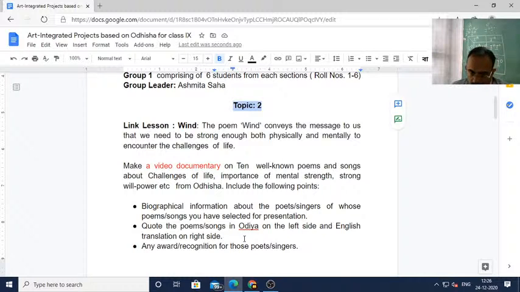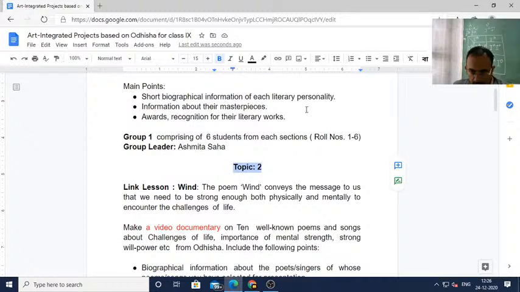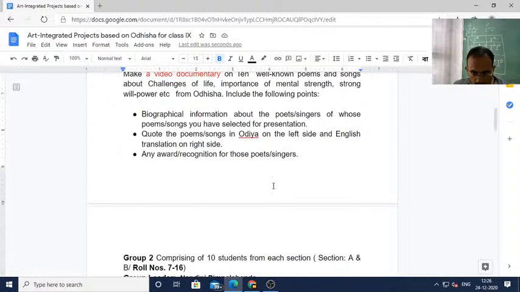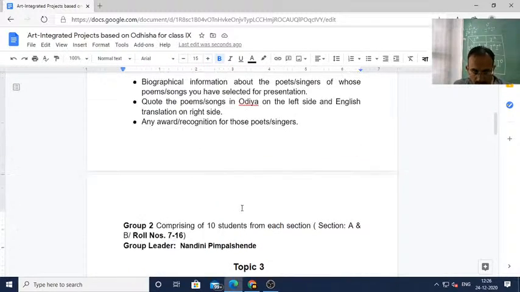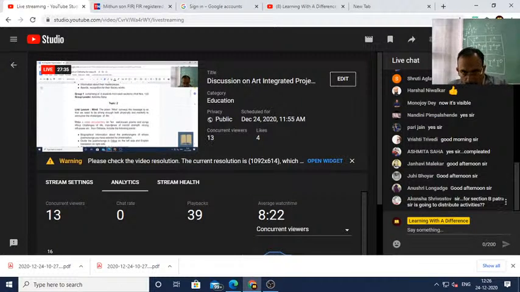So you can take an instance from here. You can see your roll number here. Suppose you are from section B and your roll number is 5, then your topic is topic 1. Understood? Suppose your roll number is 10, then yours will be topic 2. Understood? The topic will remain the same for the same roll numbers. Only group leaders and members will change; the topics will remain the same.